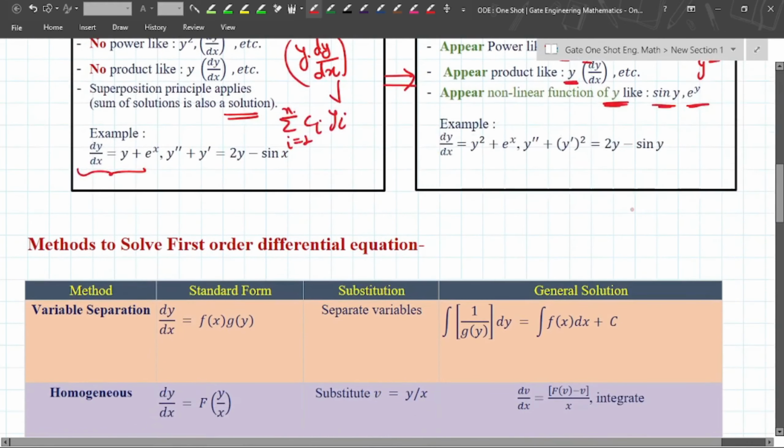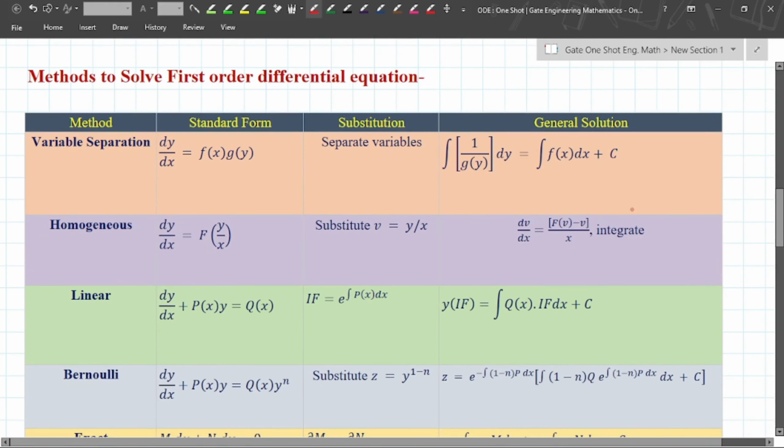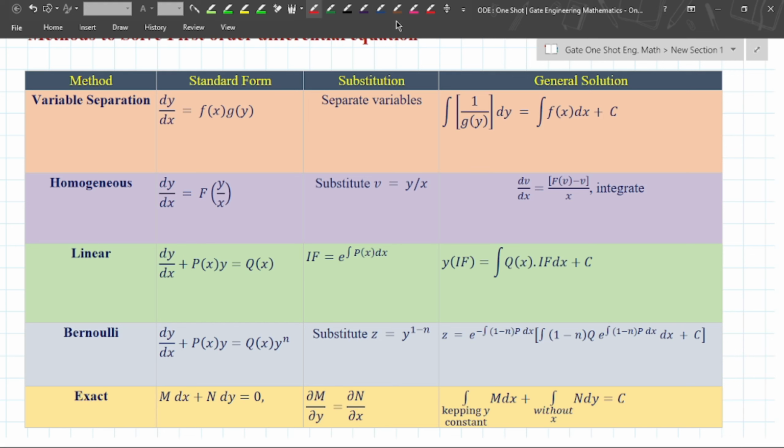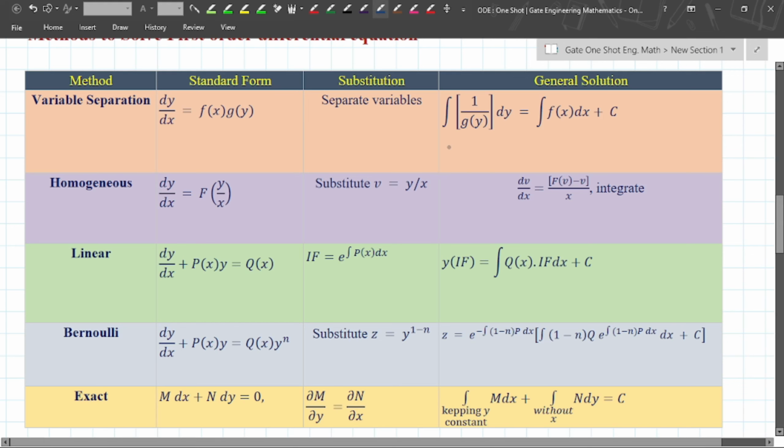Now, the methods of solving a first order differential equation. A first order differential equation is one whose order is 1. In that case, we are discussing four different techniques to solve problems in engineering or in GATE. These are the important topics from where the questions arise.